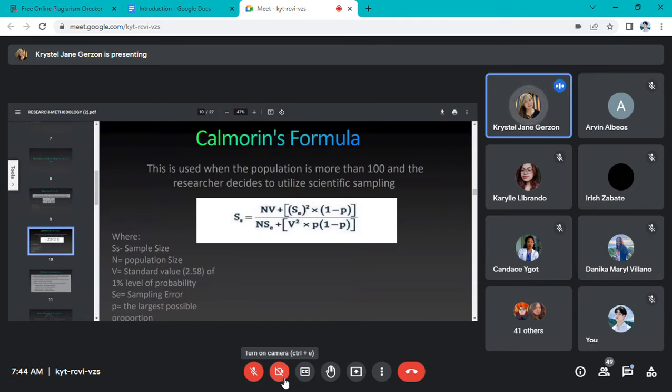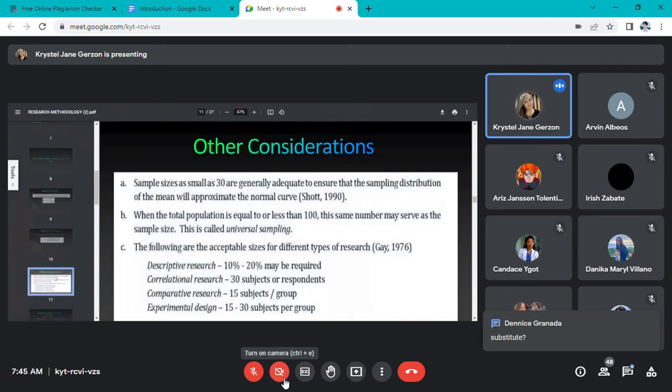In math, for example, sample size SS equals N V, population size, times the standard value of 2.58. When you are going to solve it, you replace the variables with numbers. What do you call that, guys? Substitute, yeah. You substitute the actual numbers. All right. And then there are also other considerations, guys.